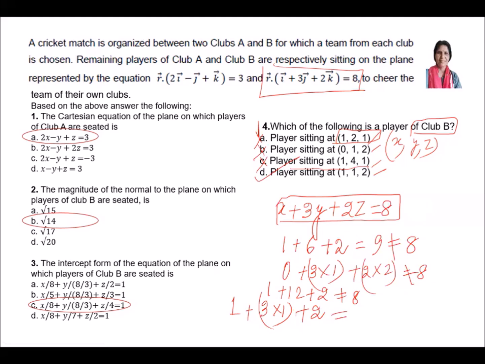3 multiply 1 and 2 into 2. So it will be 4 plus 3, 7 plus 8. Yes, this is the answer. So D is the answer of this part.